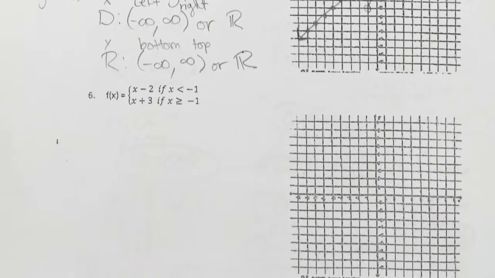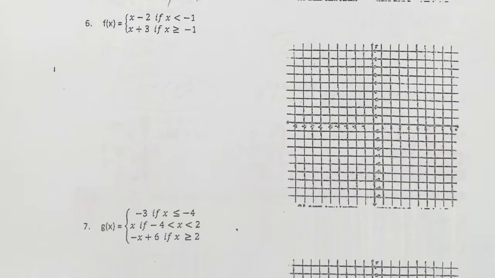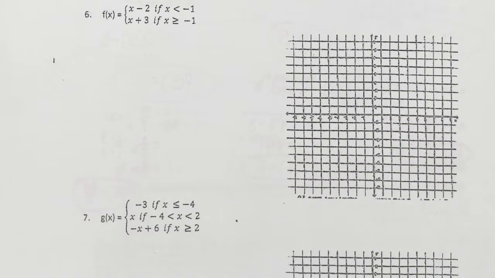Y'all okay? All right, you see if you can get number 6. You do number 6. Go. It's easy. You got number 6. I'll do 7 with you. You do 7. Or 6. I'll do 6.